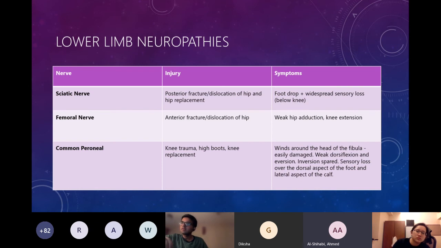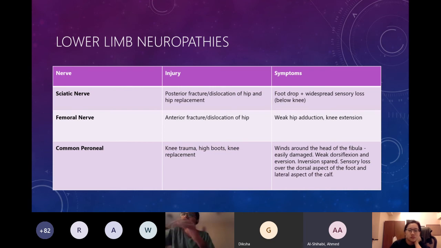Anything that messes with the hip will damage your sciatic nerve. If it goes backwards, remember the sciatic nerve is behind your hip, the femoral nerve is in front of your hip. So if there's an anterior dislocation, your femoral nerve's at risk. If it's a posterior dislocation, your sciatic nerve's at risk.